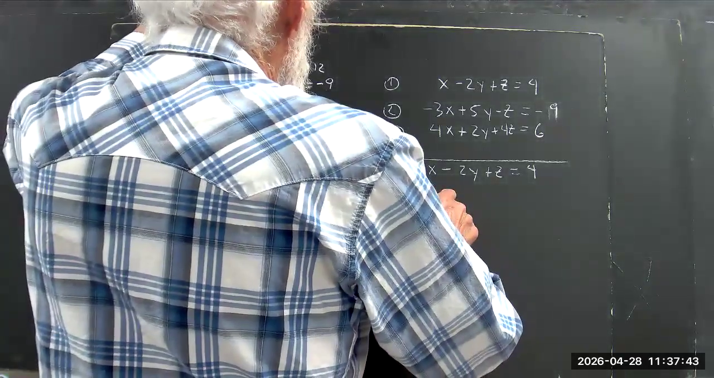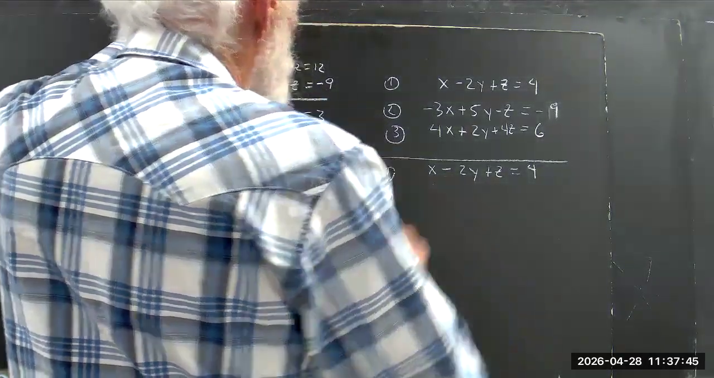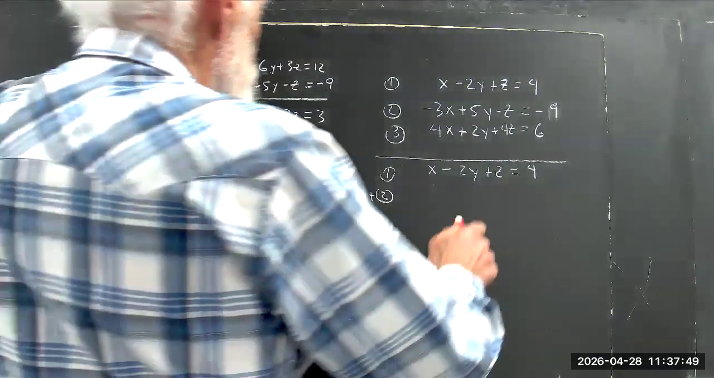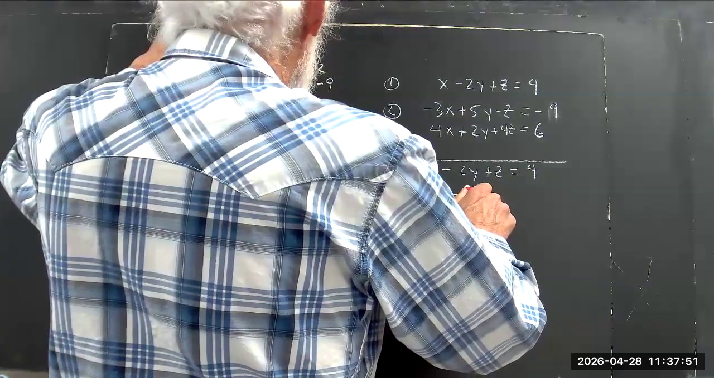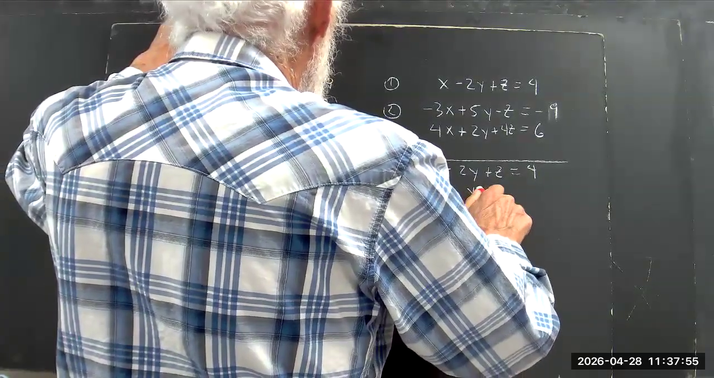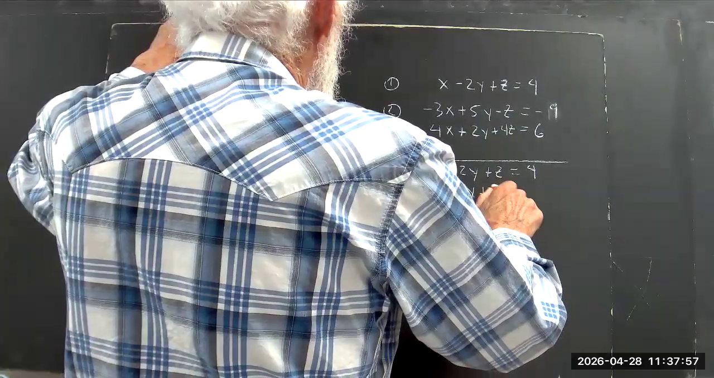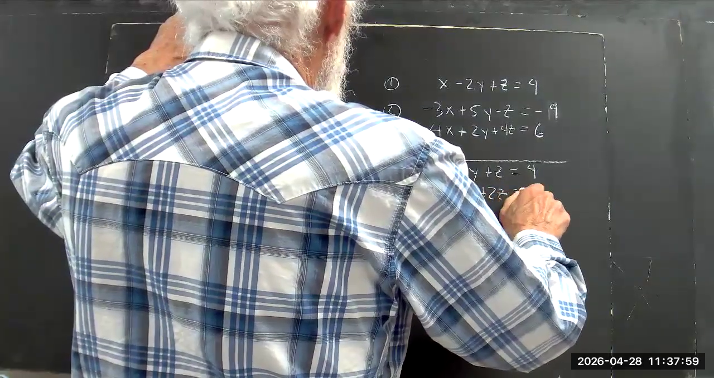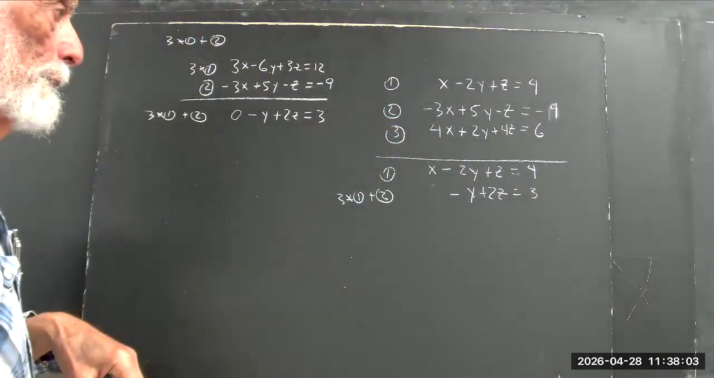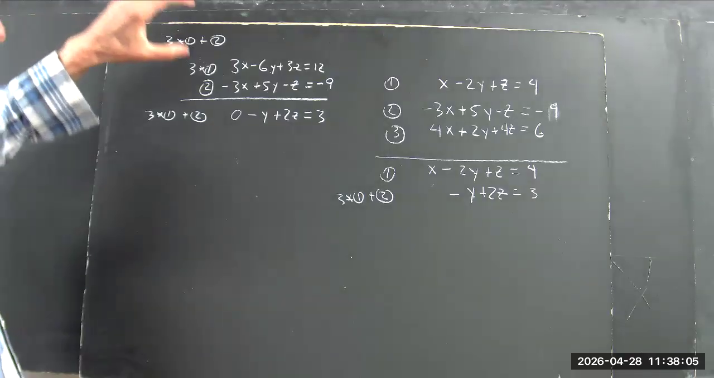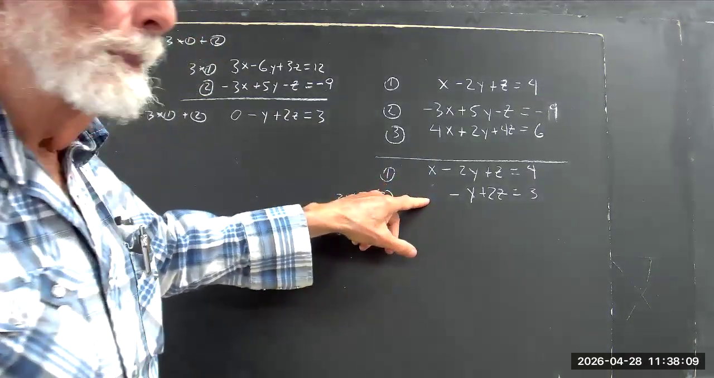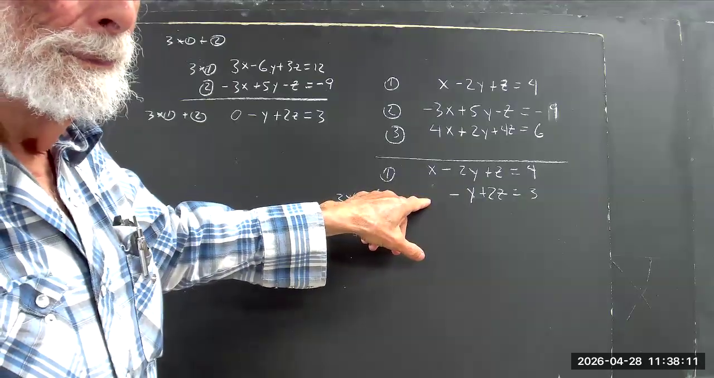Okay, so we get no x here, so we don't really have to write 0. But we're going to get negative y plus 2z equals 3. So the reason we did this over here is so we could have no x at the beginning of this equation.